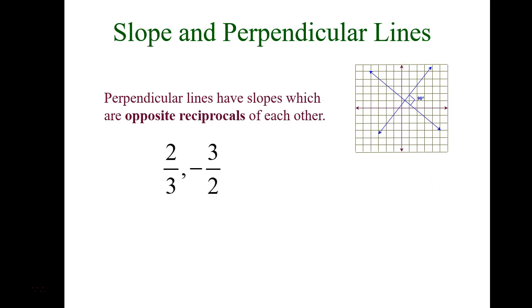So for example, if I had a line with a slope of 2/3, a perpendicular line, you flip it, would be 3/2 and change the sign, make it negative. If I had a line with a slope of -2, flip it, you get 1/2, opposite sign would be positive.